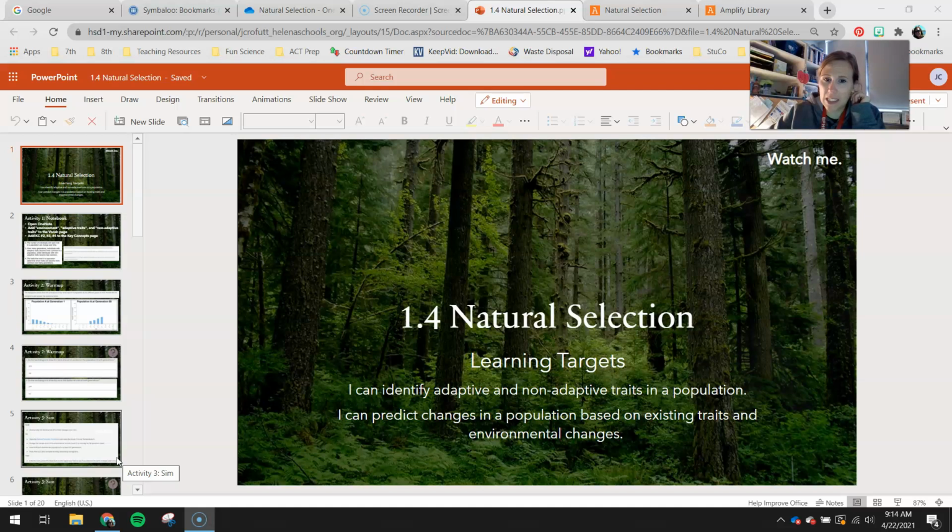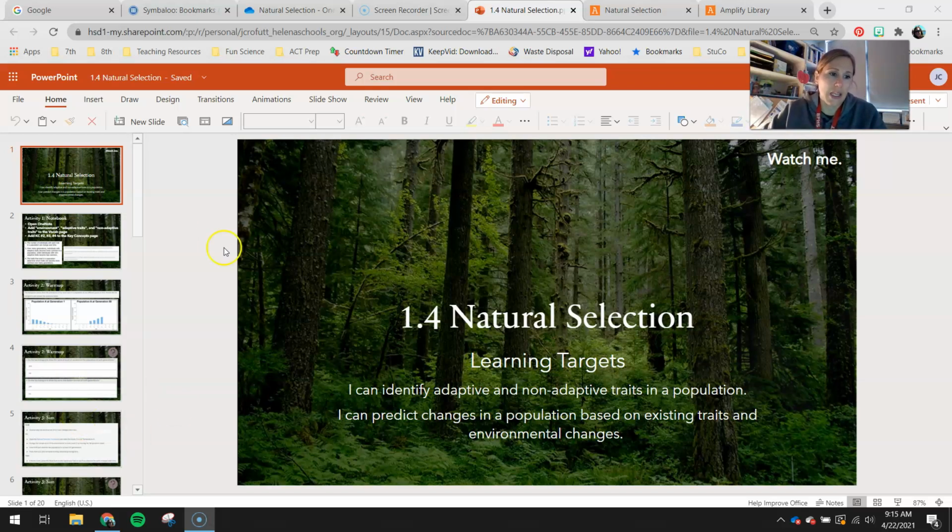Today we're going to dig into that a little further and talk about how those histograms might change over a 50-year time period and what might cause that change. So your learning targets for today: I can identify adaptive and non-adaptive traits in a population. Obviously, we're going to learn what adaptive and non-adaptive traits are. And I can predict changes in a population based on existing traits and environmental changes. So again, that focuses on right now versus 50 generations from now.